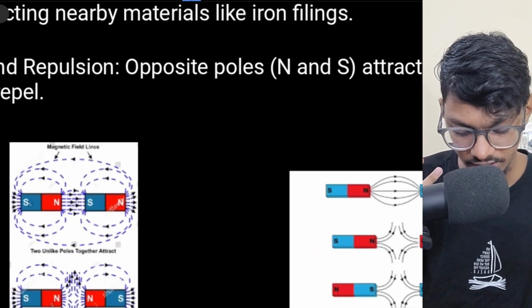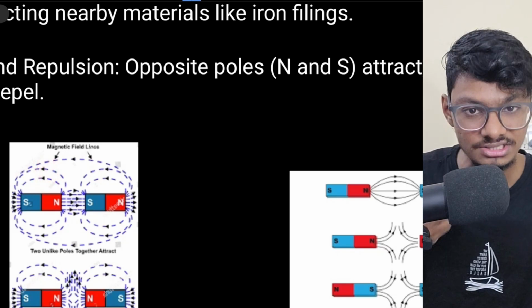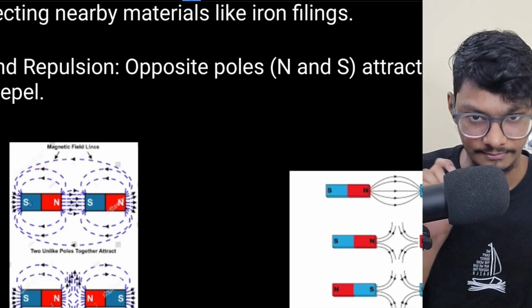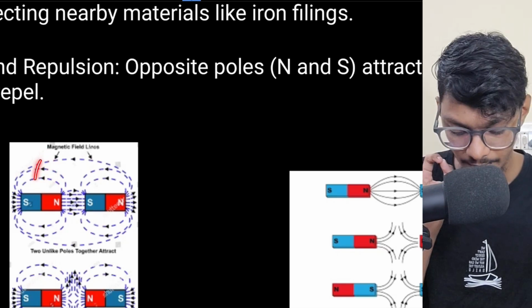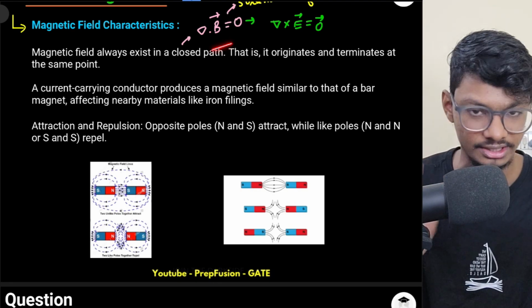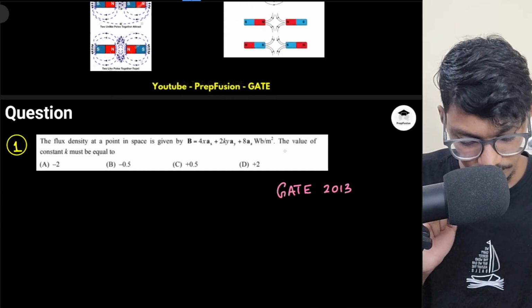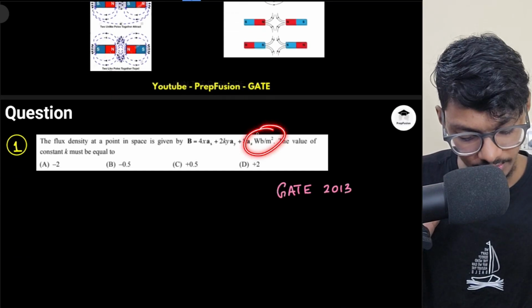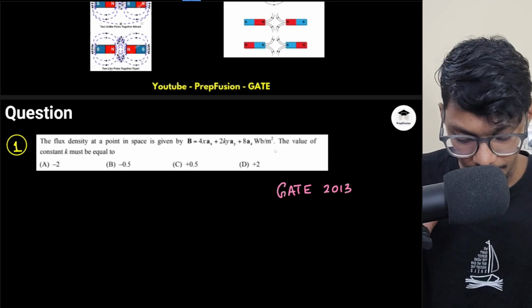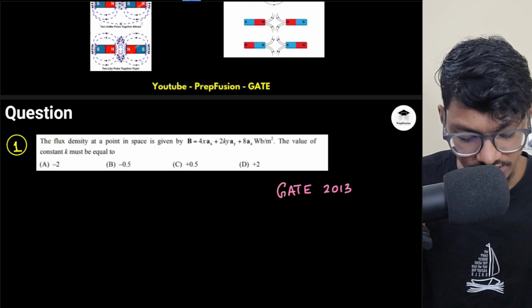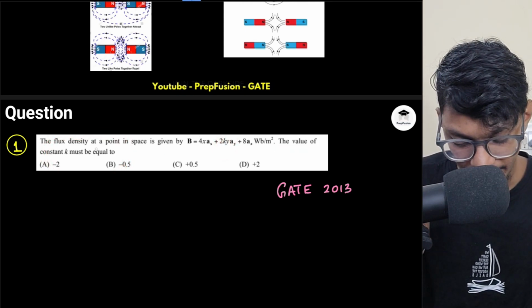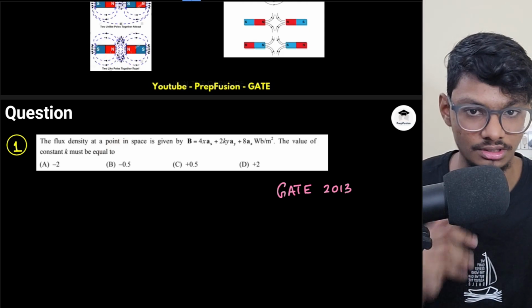This is just telling me the number of field lines in an area. The density of magnetic field lines in a particular area is known as the magnetic flux density. Don't worry, I will come to this. It's Weber per meter square. This unit also will come. The value of the K constant must be... What is the value of K if this is the magnetic flux density at a given space point?